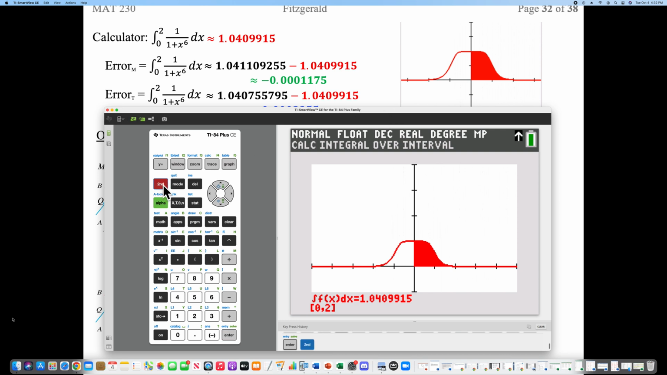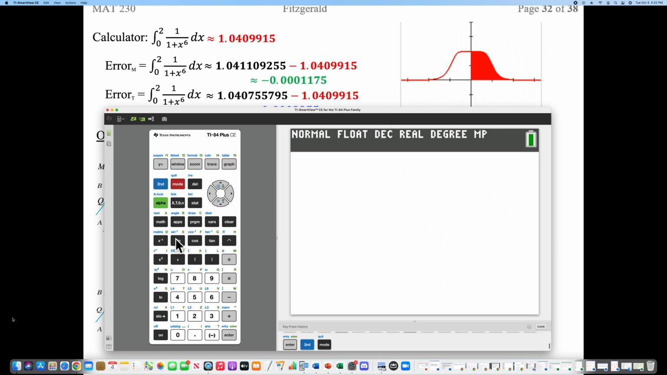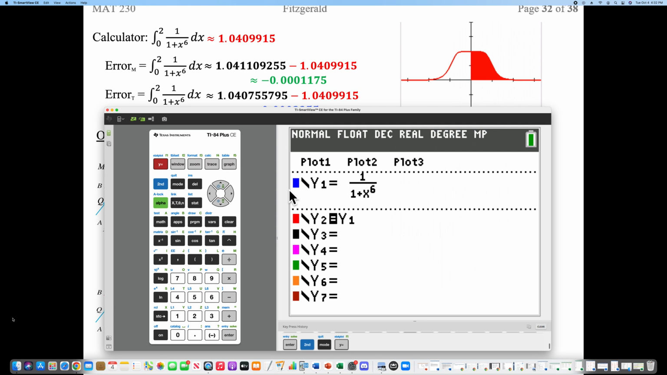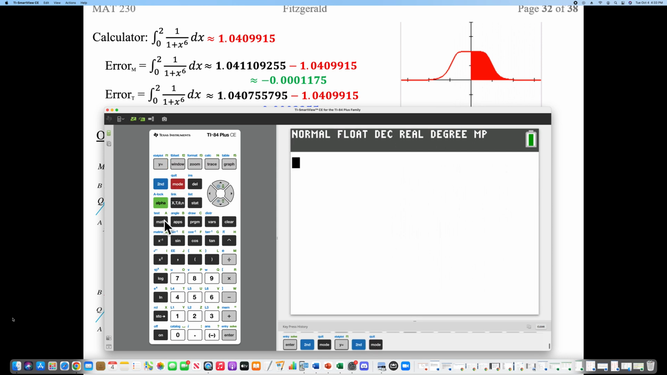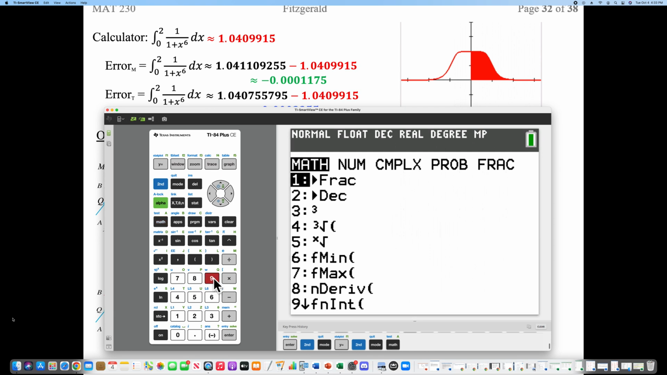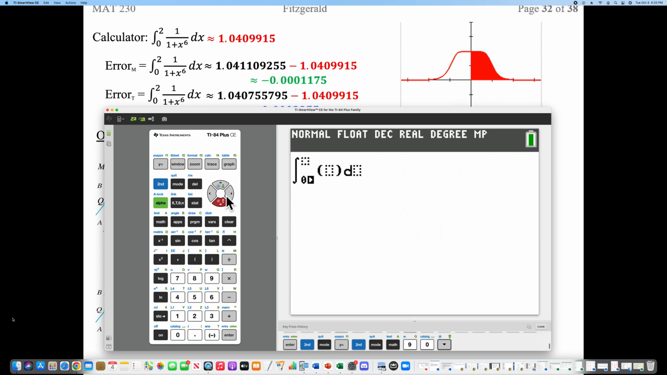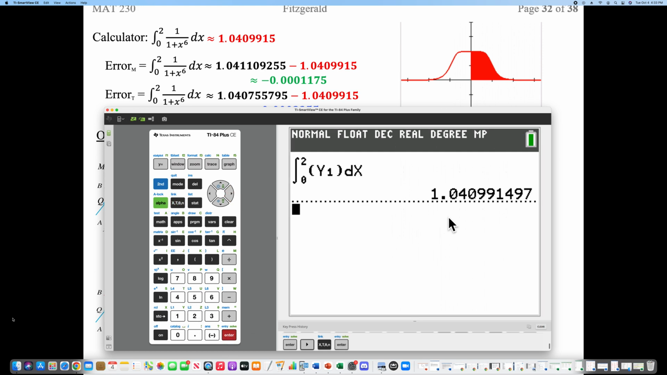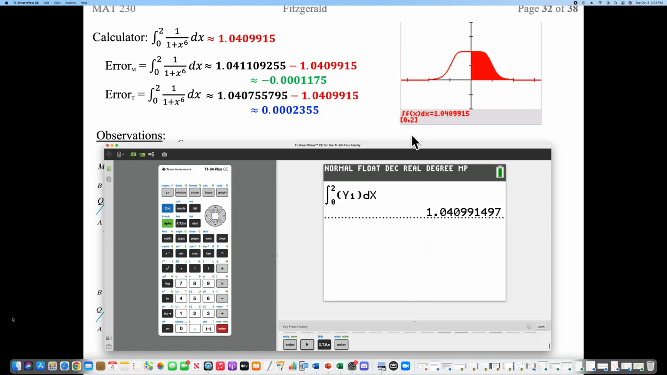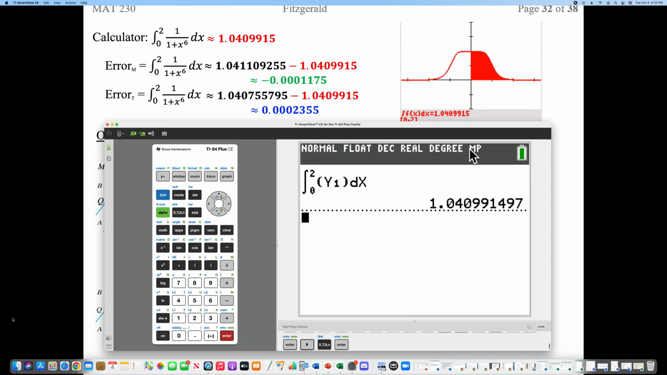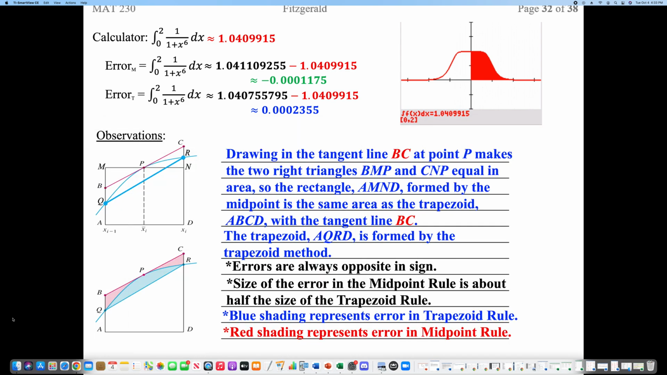The second way you can do it is on your home screen. Again, because we have it stored in y1, we can go math, number 9, 0 to 2, and we don't have to type in the fraction again. You can just hit alpha, trace, type in y1, and then we're going to integrate it with respect to x, and that too will find that decimal area right there. Okay, so that's how we can find it.